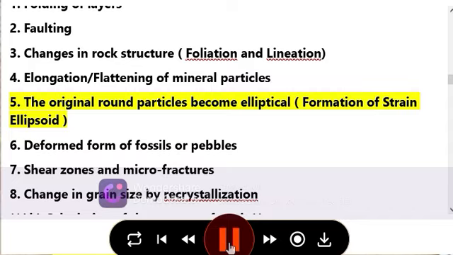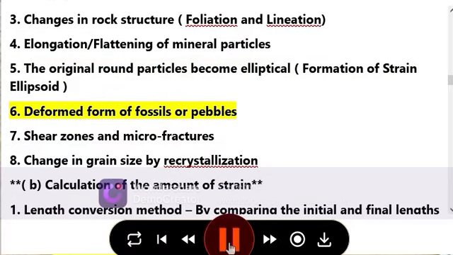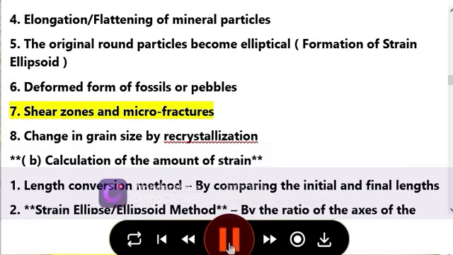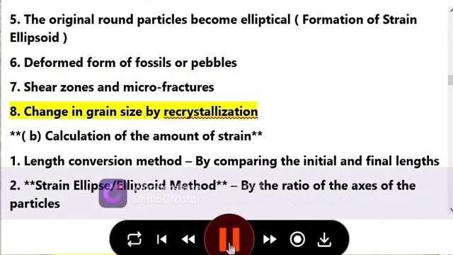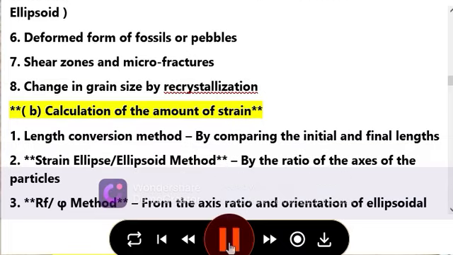5. The original round particles become elliptical, formation of strain ellipsoid. 6. Deformed form of fossils or pebbles. 7. Shear zones and microfractures. 8. Change in grain size by recrystallization.